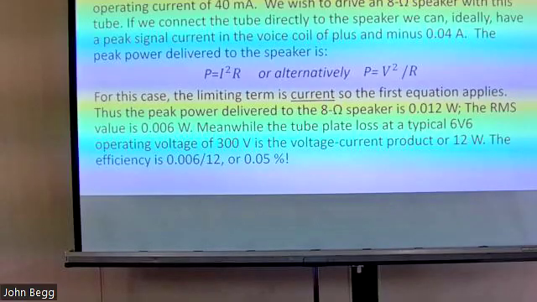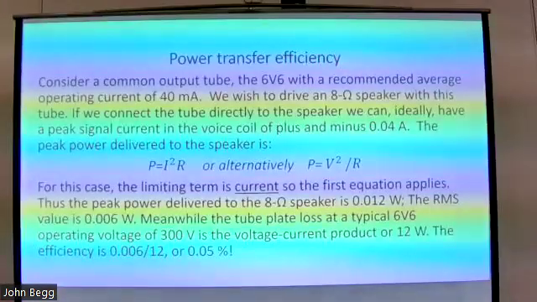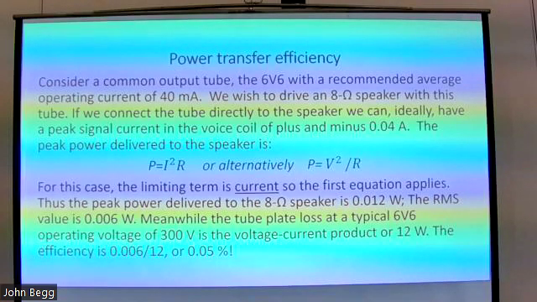Okay, this gets kind of technical, but really you need that to understand it. Let's consider a common output tube, 6V6, which I'm sure a lot of you know if you deal with antique radios. Typical operating current, 40 milliamps, 300 volts maybe. We wish to drive an 8-ohm speaker with this tube. If we connect the tube directly to the speaker, we can ideally have a peak signal current in the voice coil of plus or minus 40 milliamps or 0.04 amps.